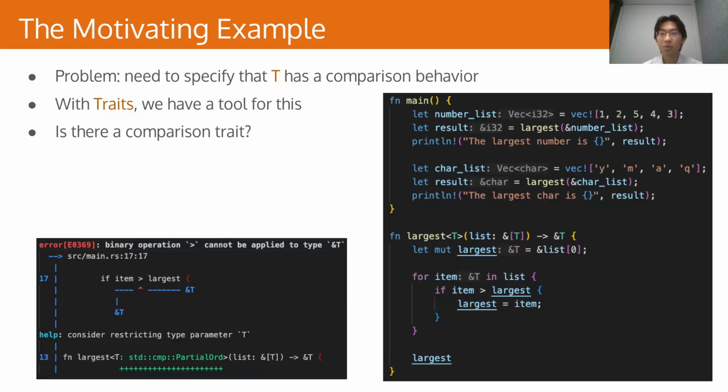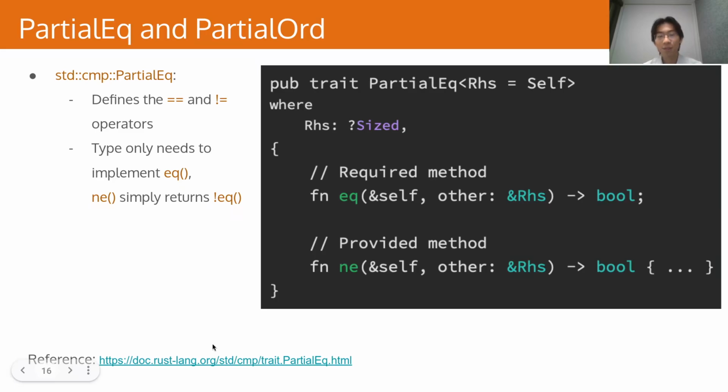If we go back to the motivating example about needing T to have a comparison behavior, the comparison trait we need is the PartialOrd trait, right? To explain that, first we'll explain a similar trait, PartialEq, which defines just the equals and not-equals operators. Here, only eq is the required method and ne (not equals) is the provided method. So once we implement whether two things are equal, not equal simply returns true if this eq function returns false.